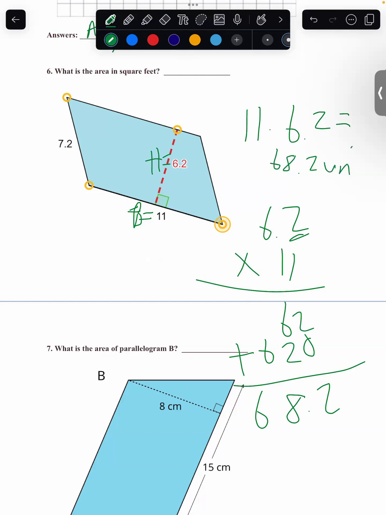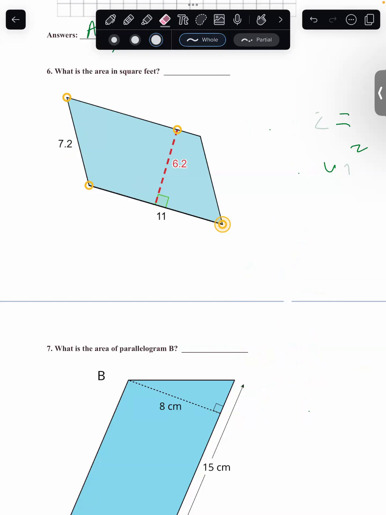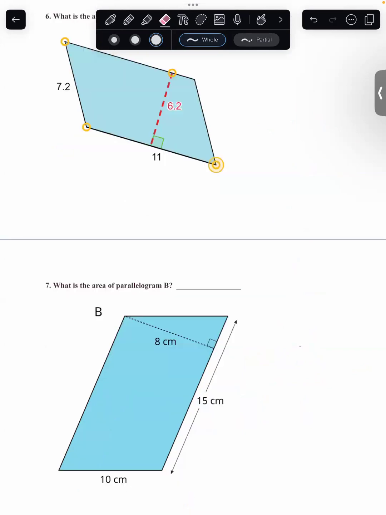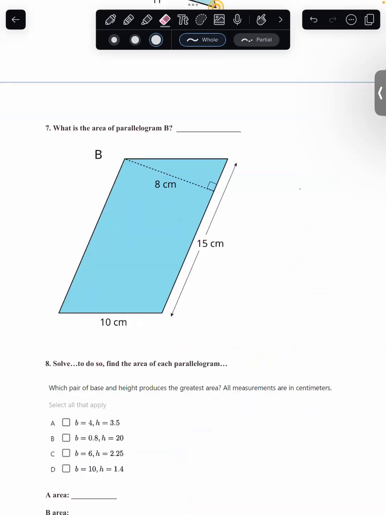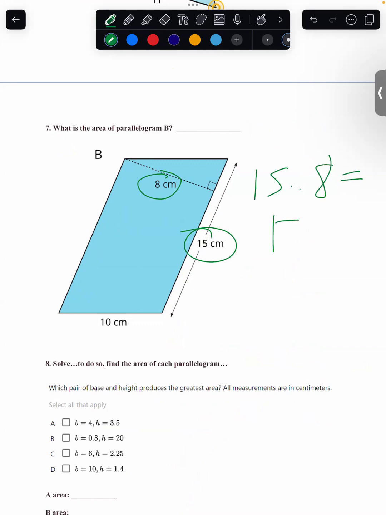square units. Okay, so notice here that 7.2 you did not need. All right, the only reason you would need that is if you were doing perimeter. Okay, next one. Number 7, the area of parallelogram B. So notice our base, the way it's marked here, okay, you could have a height like this, but we don't. Okay, so therefore 15 for the base, 8 for the height. Okay, so 15 times 8, which is 120 square centimeters.